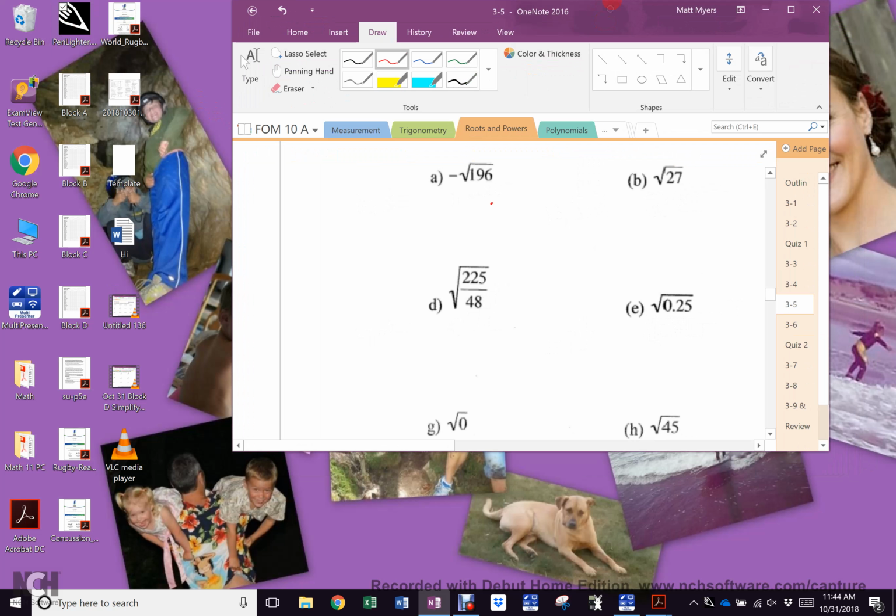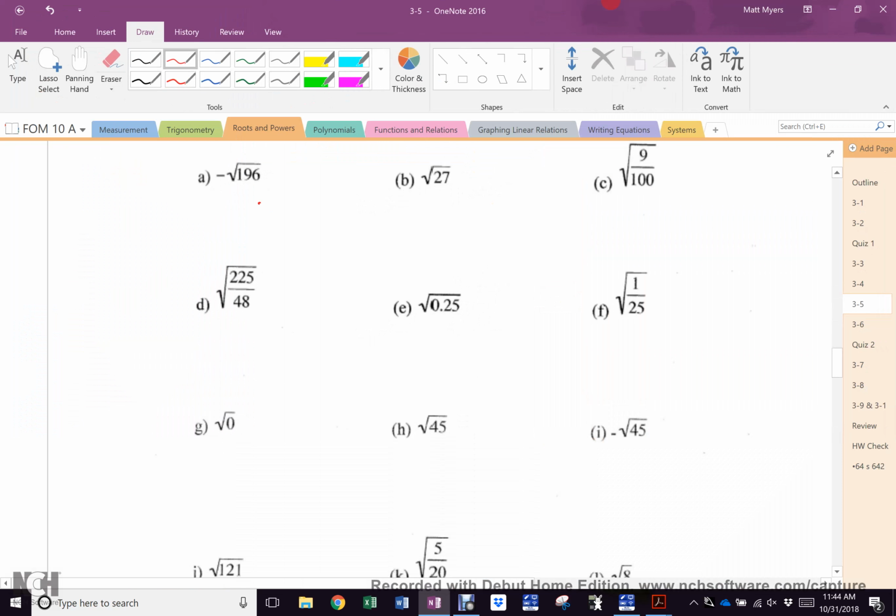This first one, of course, now some kids in the other class like Mr. Myers, no such thing as a negative square root. But that's not what this is asking, is it? No, because the negative is outside the brackets. So that is negative 14. Does 27 have a square root? It's not on our list, but it's only a little bit more than 5, right? So 5.1. This is the first one where you had to do some thinking.